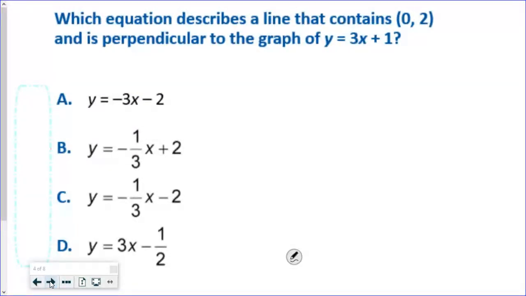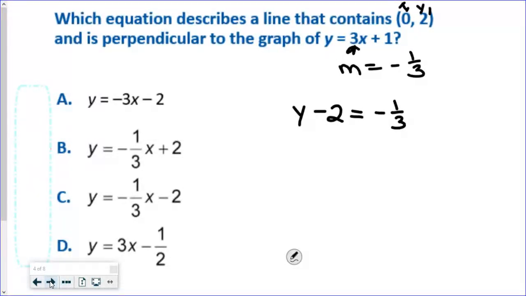Okay, which equation describes a line that contains or is on the point (0, 2), and is perpendicular to this graph? Again, perpendicular means opposite reciprocal. The opposite reciprocal is -1/3. This is x1 and this is y1. So y minus 2 equals -1/3 x minus 0. We're doing the same thing over again.